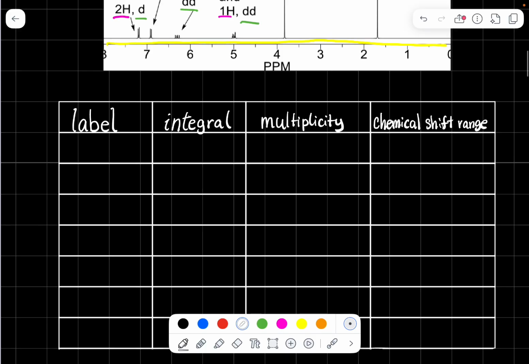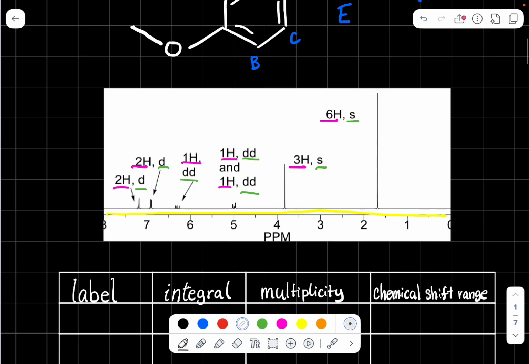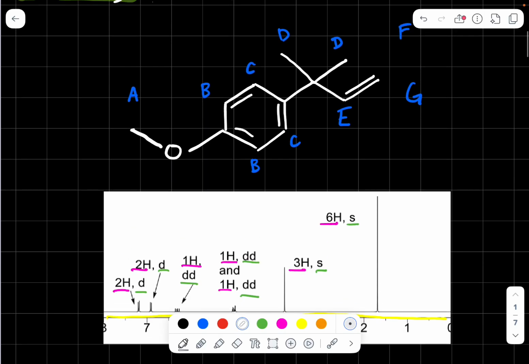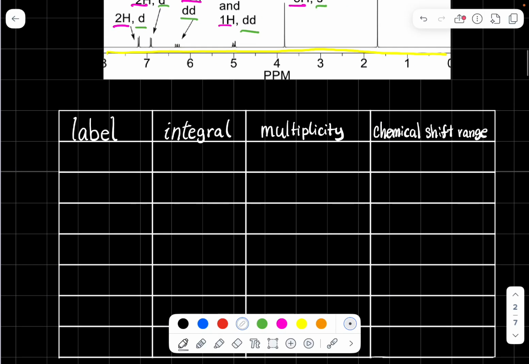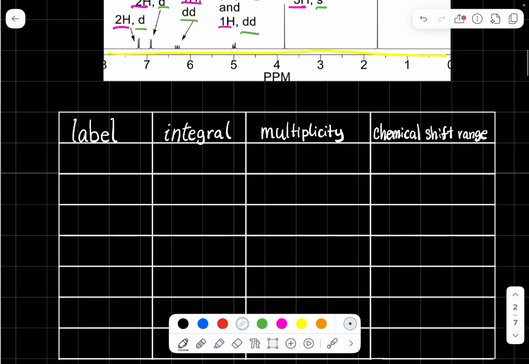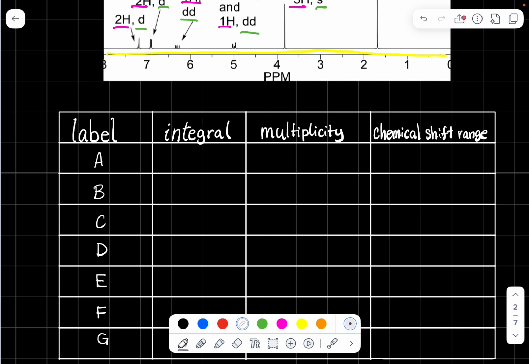We're going to try to identify which of these signals correspond to which of these protons, and we'll take it step by step by filling in this chart. So the molecule has already been labeled, so the label column should be easy. We have labels A through G, so we're going to go ahead and write that down into the chart. So A, B, C, D, E, F, and G. Then we have the integrals.